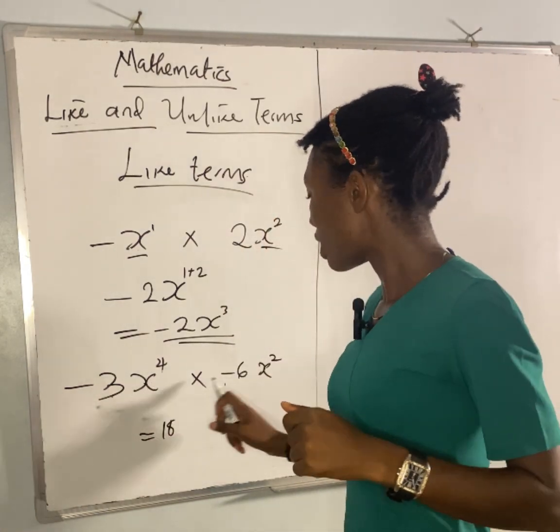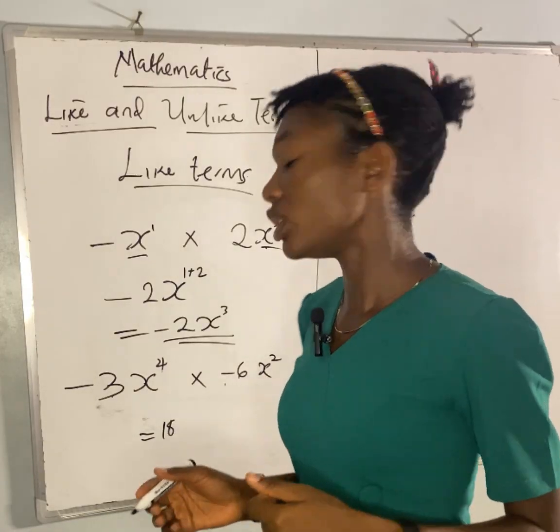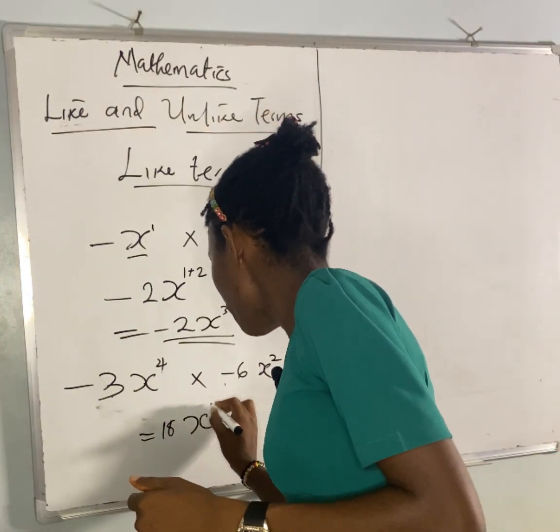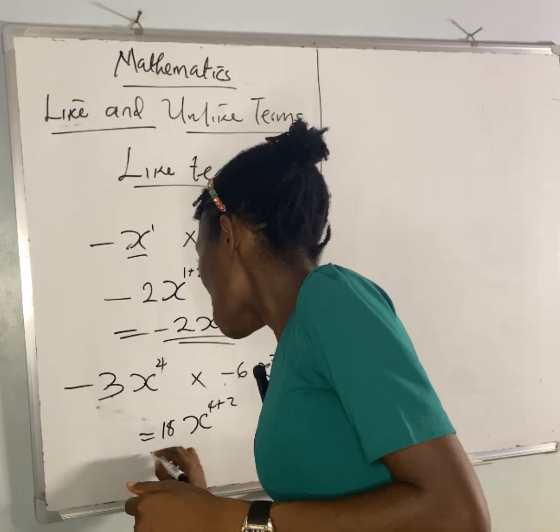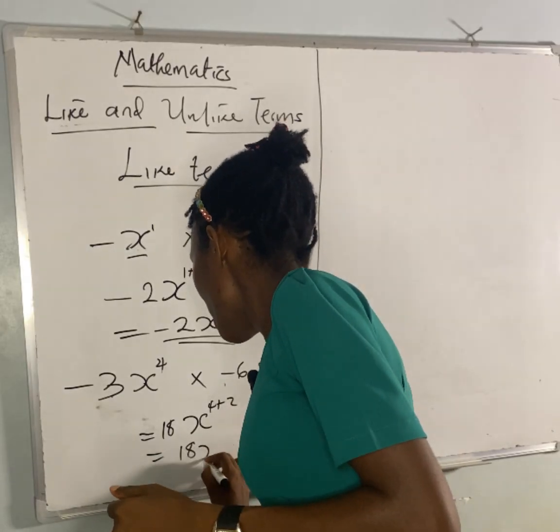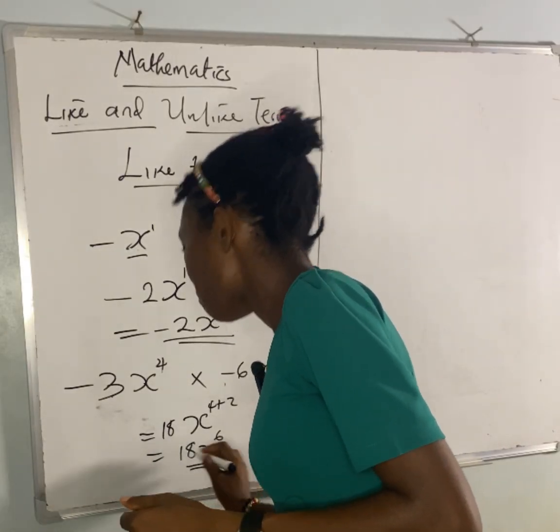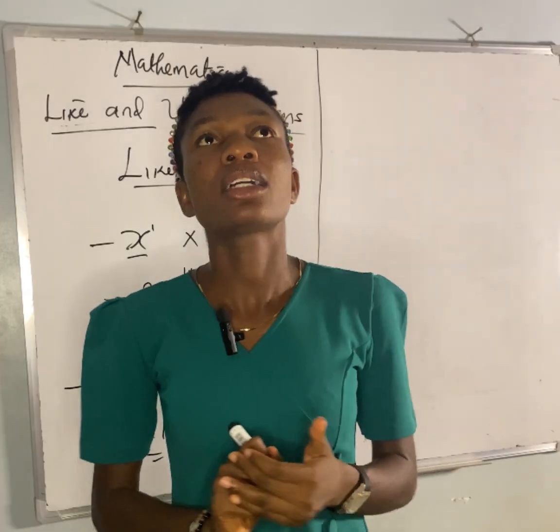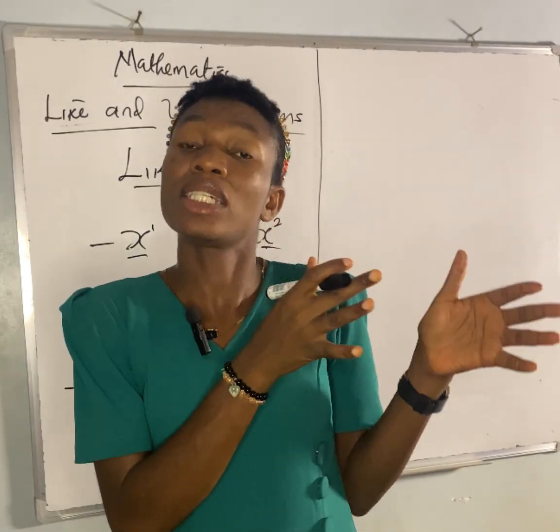So this is it. You have x and x. How do you multiply? Add the powers together. So you have 4 plus 2. And that will be giving you 18x raised to the power 6. Are we together? Now let's take an example on the case of unlike terms.